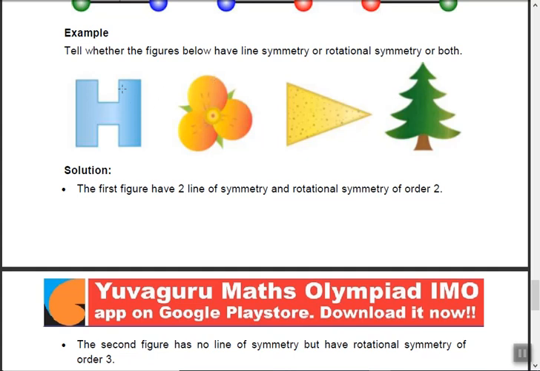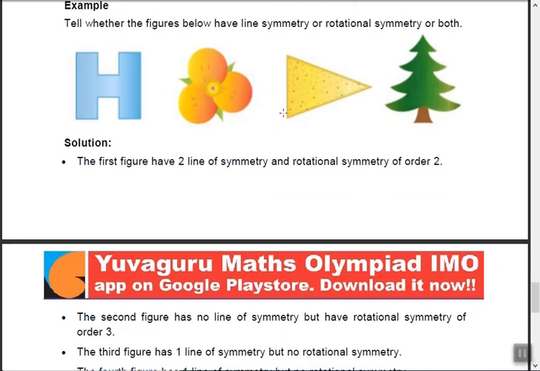Okay, so this H will have two lines of symmetry, one vertical and one horizontal. This figure will have how many lines of symmetry? No line of symmetry, because it is a radially symmetrical figure. Now the third figure will have how many? One, this horizontal one. There is no vertical line of symmetry over here. This fourth figure, a Christmas tree, will have how many? Only one, the vertical one, right?